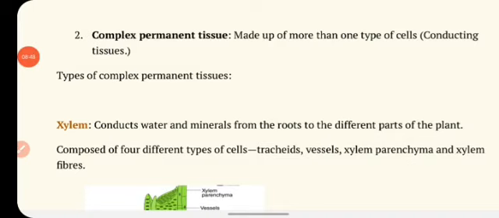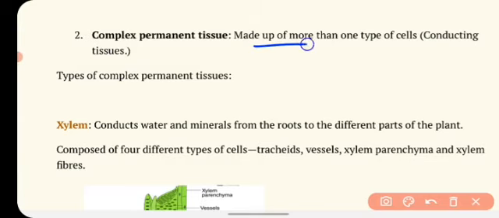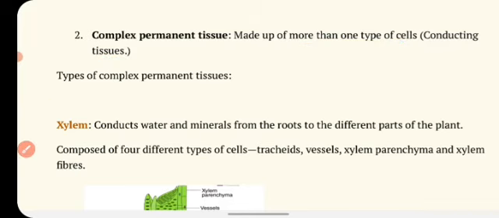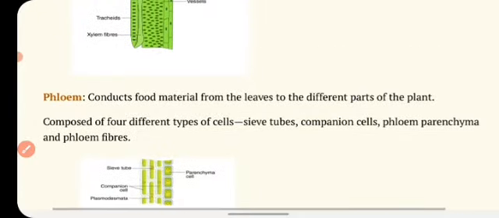Now we will talk about the complex permanent tissue. The complex permanent tissues are those permanent tissues which have more than one type of cells, and they are also called conducting tissues because they conduct substances in the body of the plants. That's why they are called conducting tissues. Types of complex permanent tissues: the complex permanent tissue is of two types, xylem and phloem.